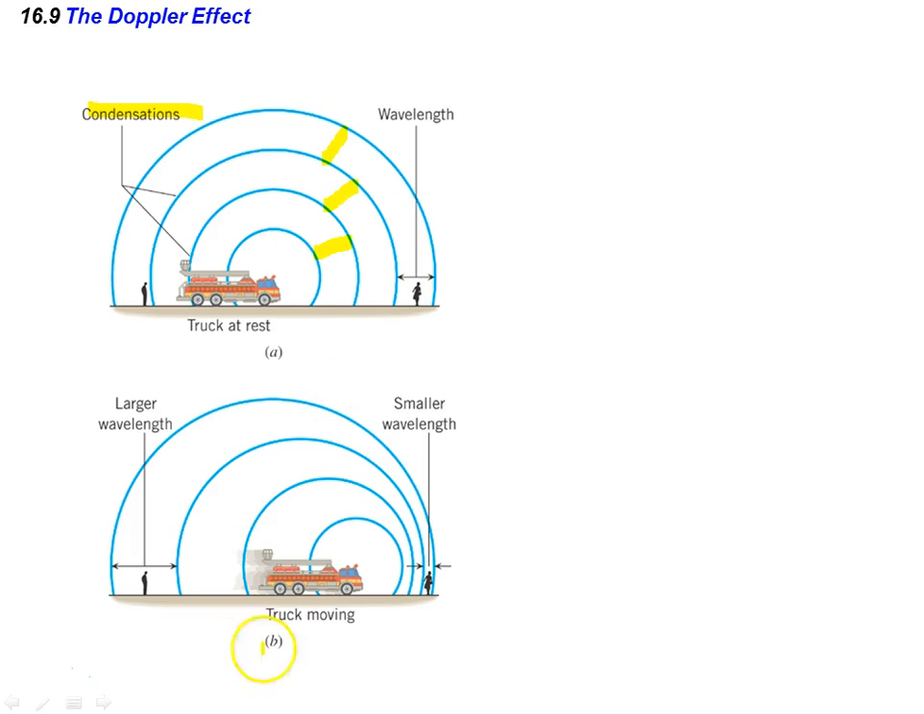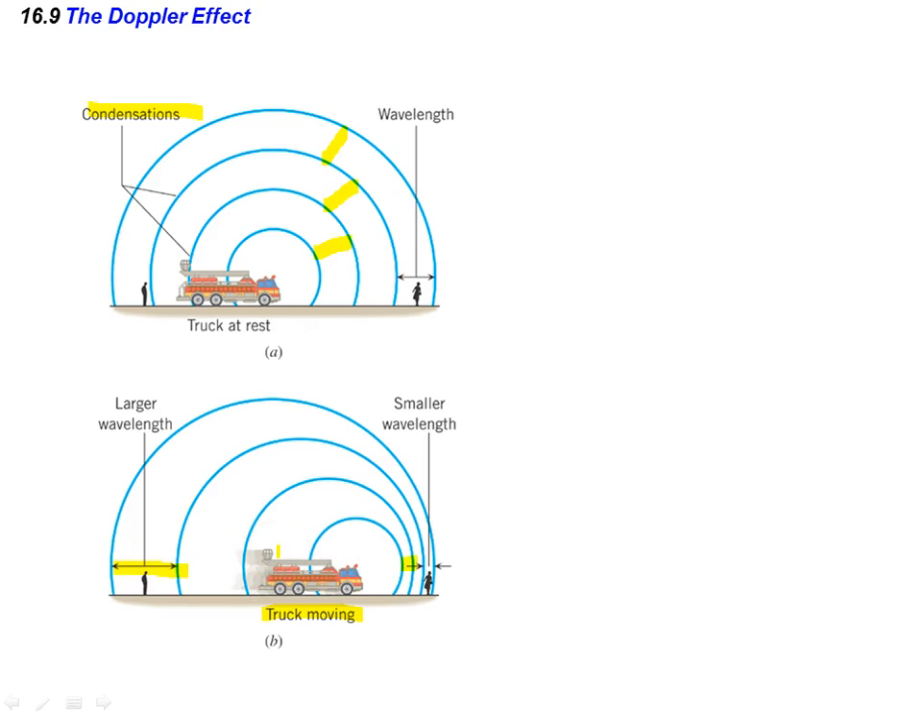However, if we make this truck move to the right, as it's moving to the right, it's still propagating these same sound waves, but on the right we get a condensed wavelength. The wavelength is smaller to the right because it's moving to the right, so when it releases its second condensation, it's closer to the first one, and so on. And behind it, we see a larger wavelength.